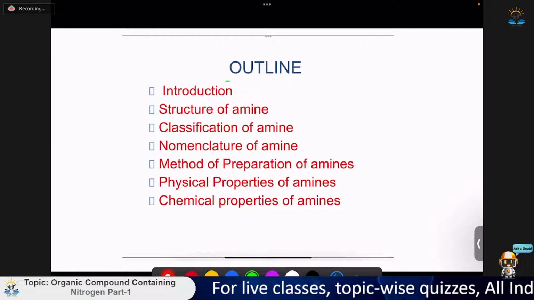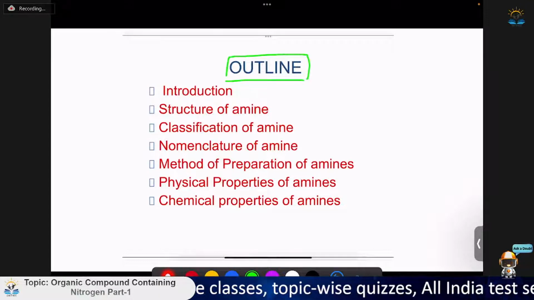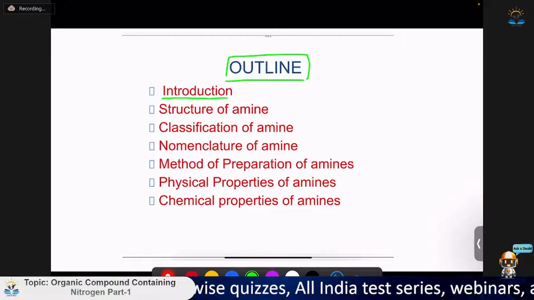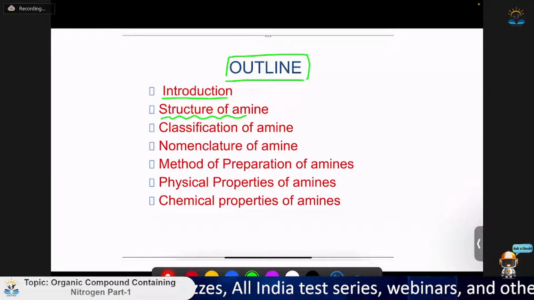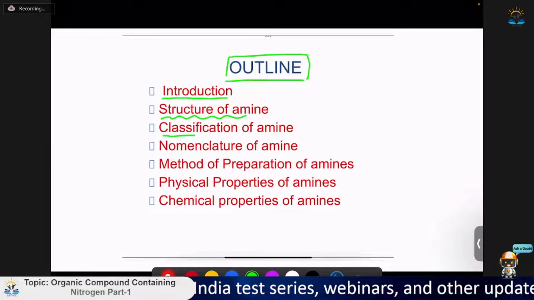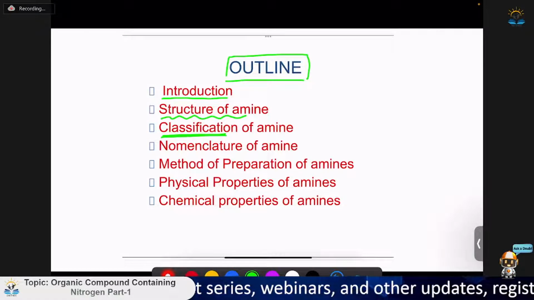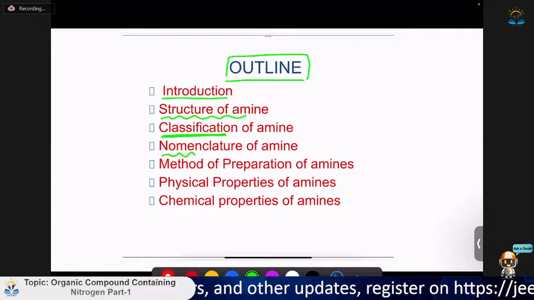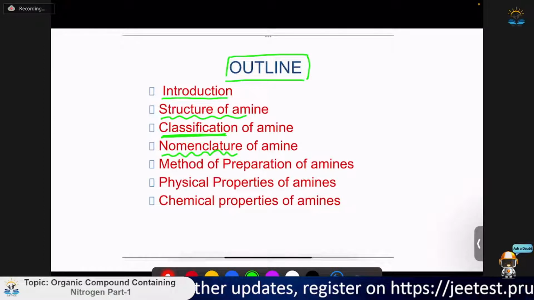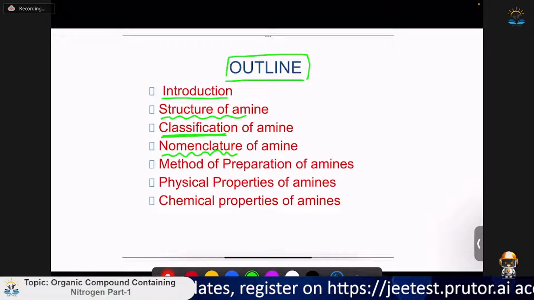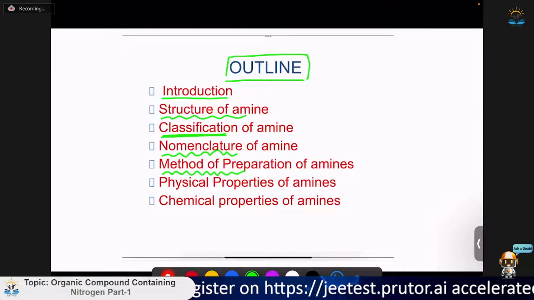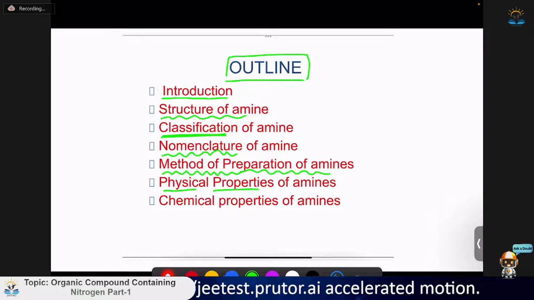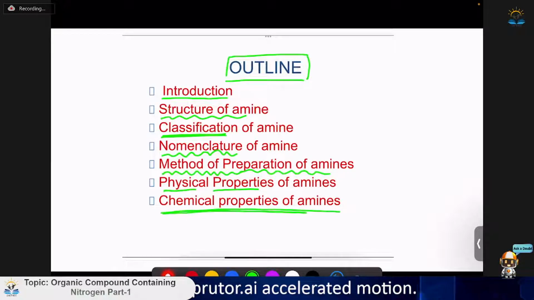First of all, what are the things that we are going to discuss in this chapter? First, we will know what amines are, then the structure of amines. Then we will classify amines into primary, secondary, tertiary, then aliphatic and aromatic amines. Then we come to the nomenclature, that is, how we are going to name the amines. Then we will study the methods of preparation of amines. Then we come to the physical properties, and finally we'll discuss the chemical properties.